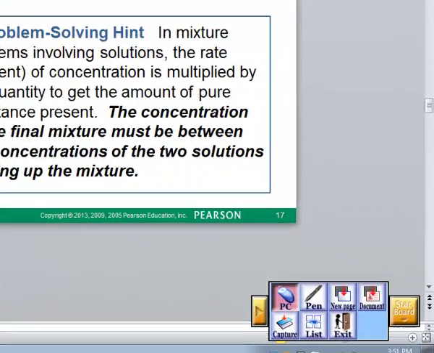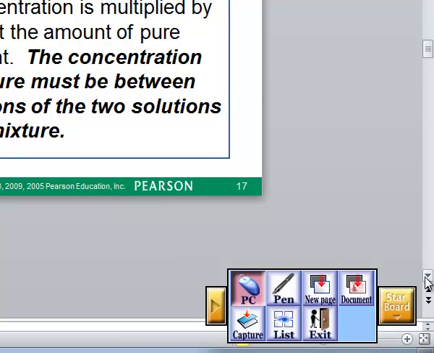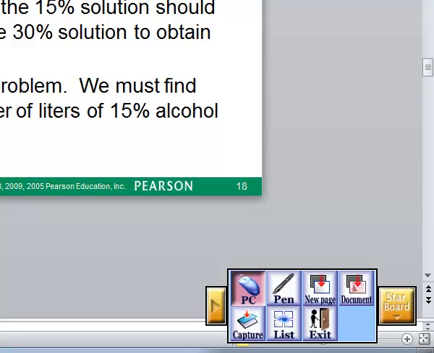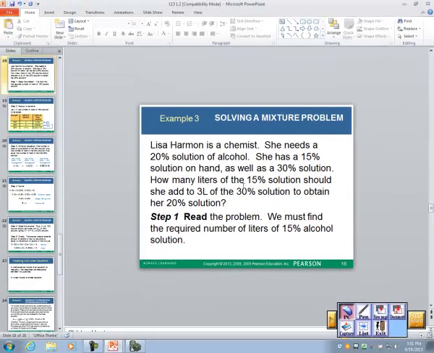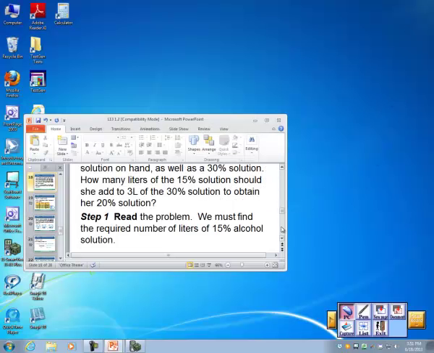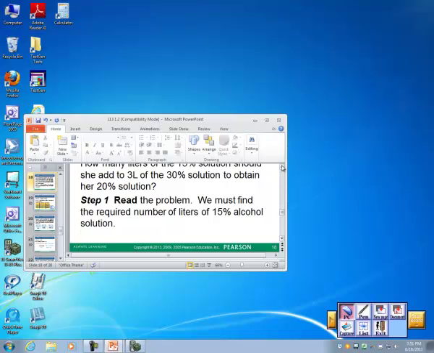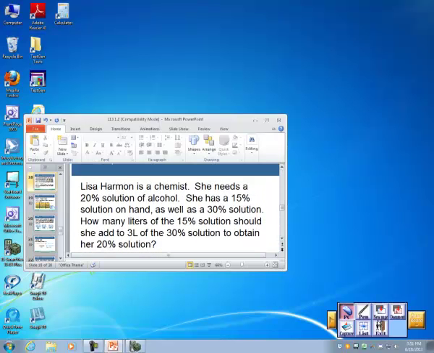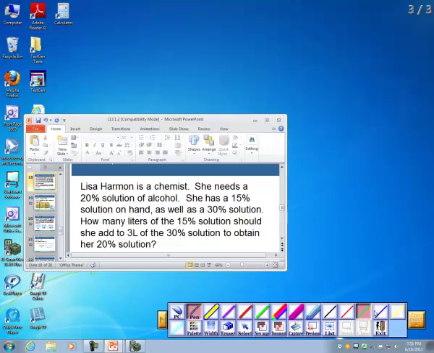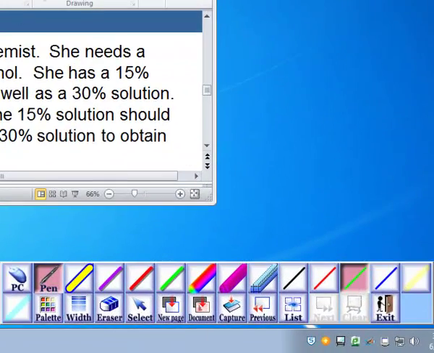All right, so from there, here we have Lisa is a chemist. She needs a 20% solution of alcohol. She has a 15% solution on hand, as well as a 30% solution. How many liters of the 15% solution should she add to 3 liters of the 30% solution to obtain her 20% solution? Okay.